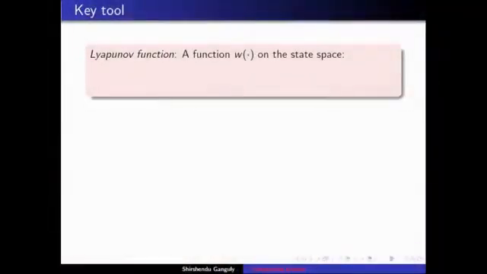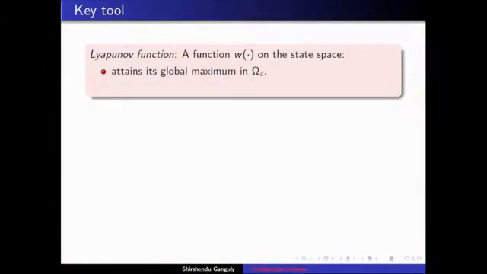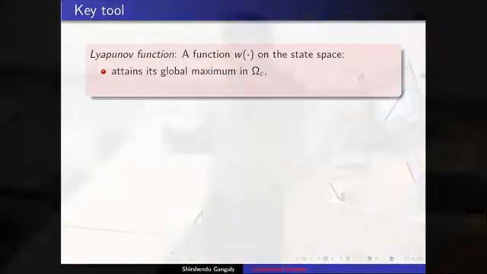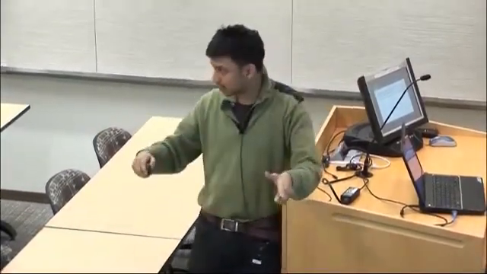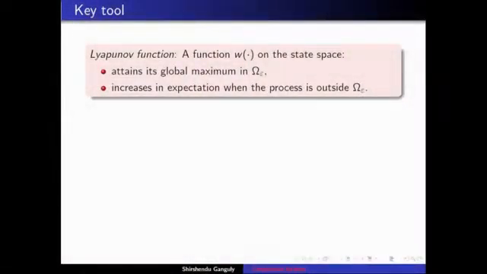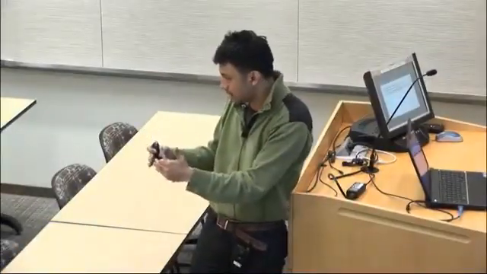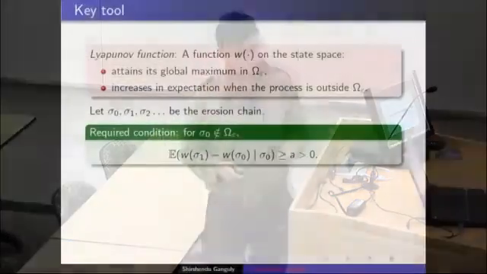Okay, so the key tool used in the proof is identification of a certain function. This will have these two properties, because I want to show that omega epsilon has large measure. That is what I want to show. So I identify a function w on the space of colorings, which is maximized in omega epsilon, and when it's outside omega epsilon, it sort of increases on average. So you have the state space of all colorings, you have the set omega epsilon that you want to show has large measure. I identify a function which is maximized inside that set, and whenever it's outside, it sort of increases on average, which is what this means.